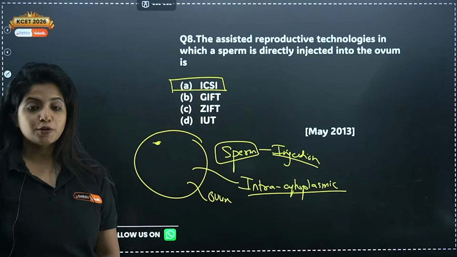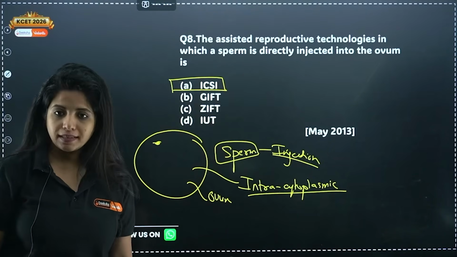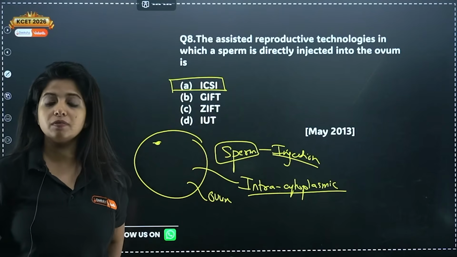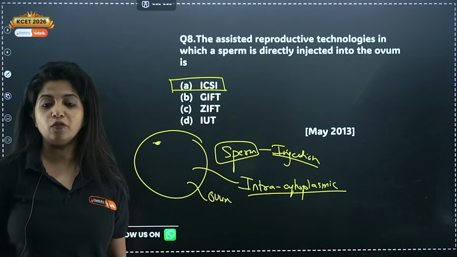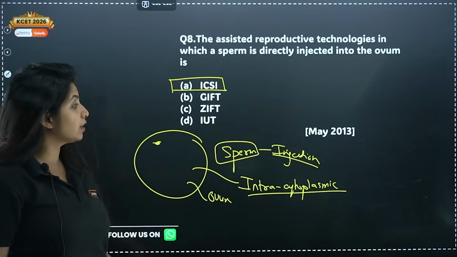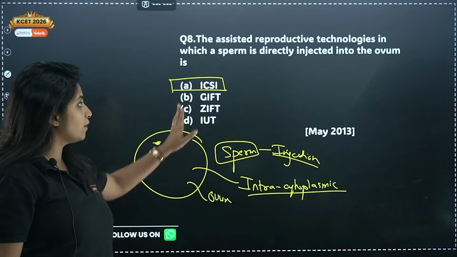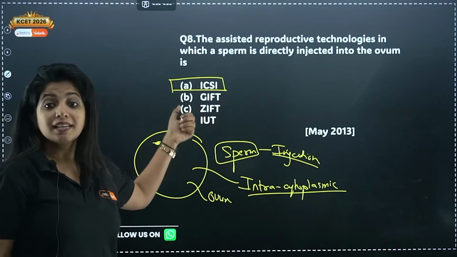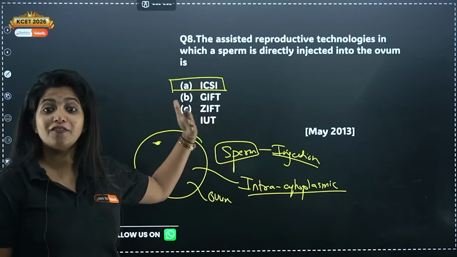So your answer for this question becomes A. The assisted reproductive technology in which a sperm is directly injected into the ovum is intracytoplasmic sperm injection. Okay, it's not GIFT, it's not ZIFT. GIFT stands for gamete intrafallopian transfer. ZIFT is basically zygote intrafallopian transfer.